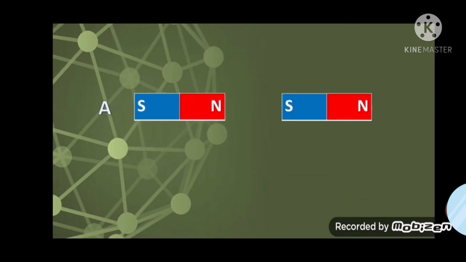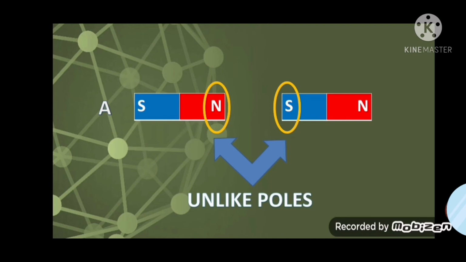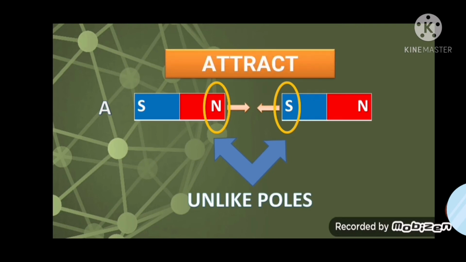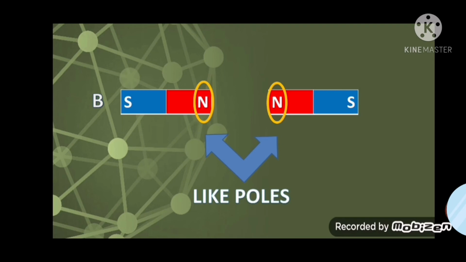For example, I have two magnets. As you can see, ang dalawang poles na magkatapat ay unlike poles. So when they put them together, they will attract each other. Next example, observe the poles of the two magnets. The poles are both north, so they are like poles. So if they put them together, it will repel each other.